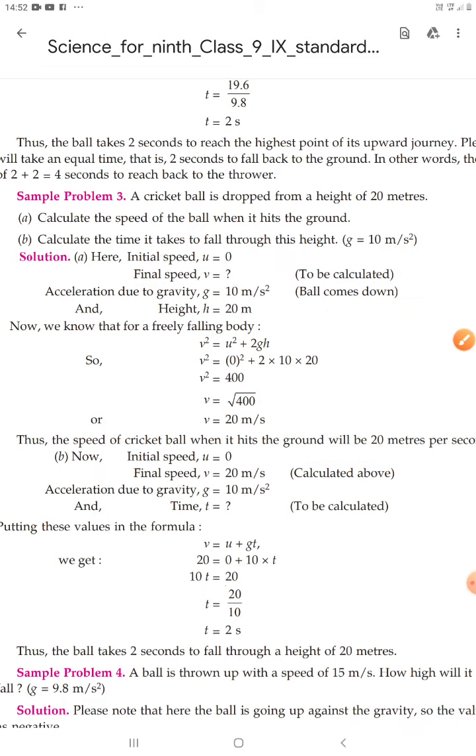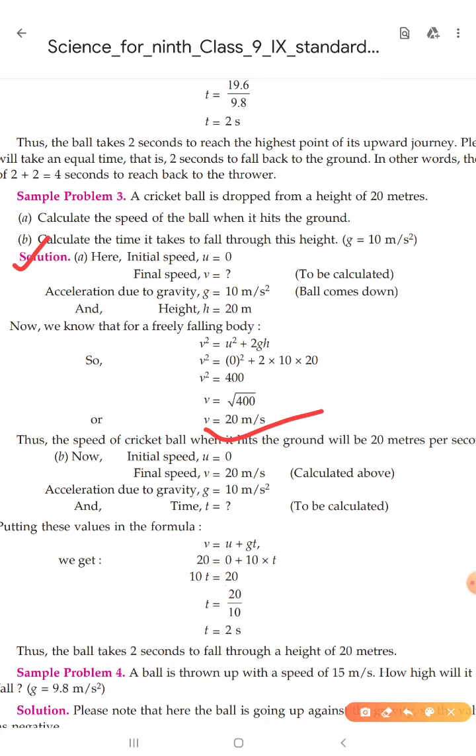So in this question, when a cricket ball is dropped from some height, it means that it is moving towards earth, it is approaching earth. It means acceleration due to gravity is positive. That's why v is 20 meter per second. That is our answer. Now let's talk about the second one.